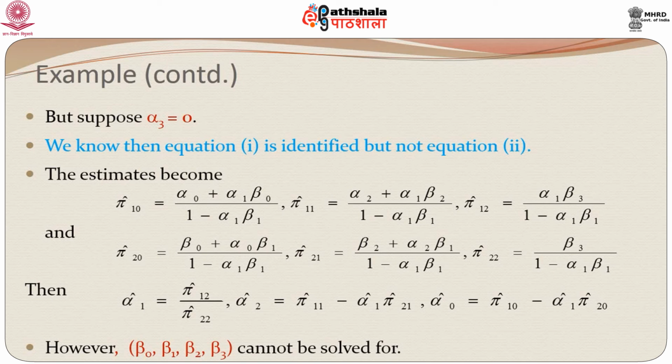So, what happens here is that the first equation parameters are estimable, but not the second equation parameters. So, how is identification related to this? What we see is that if the equation is identified, then its parameters can be estimated. If it is not identified, then the parameters cannot be estimated.